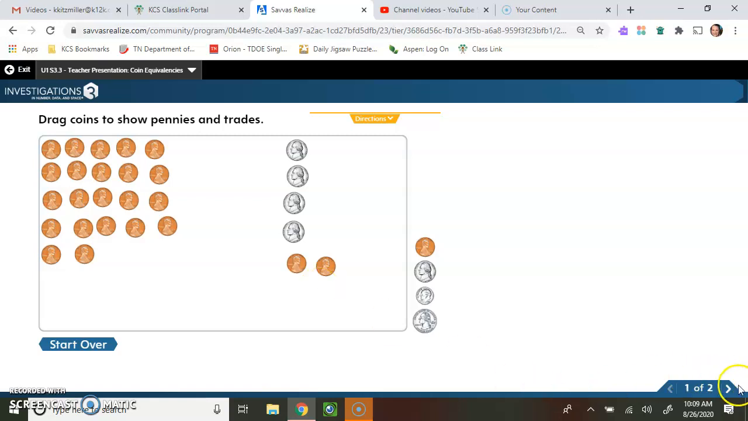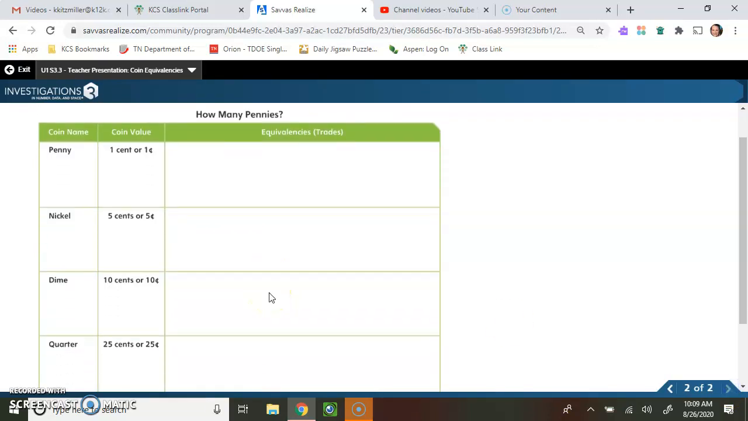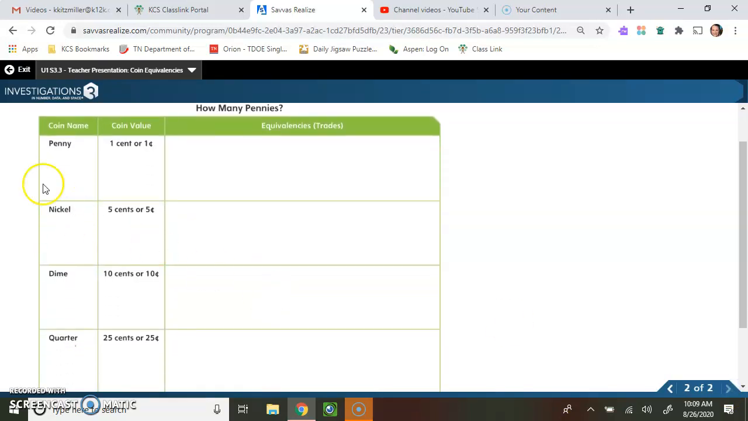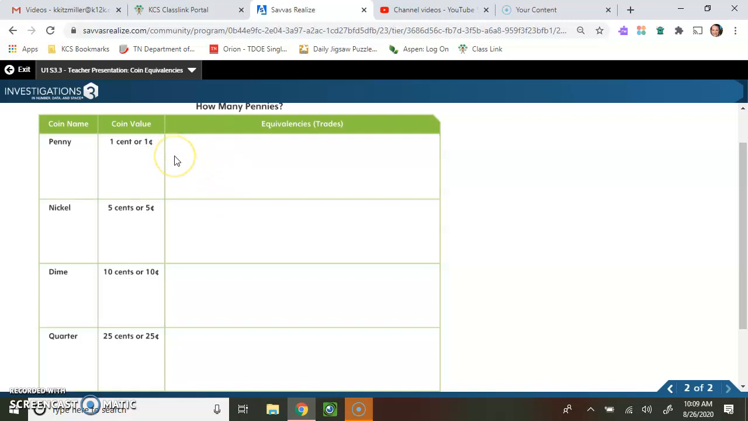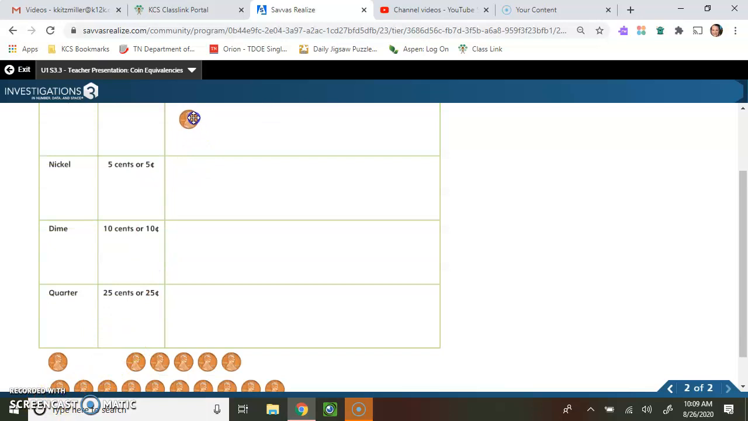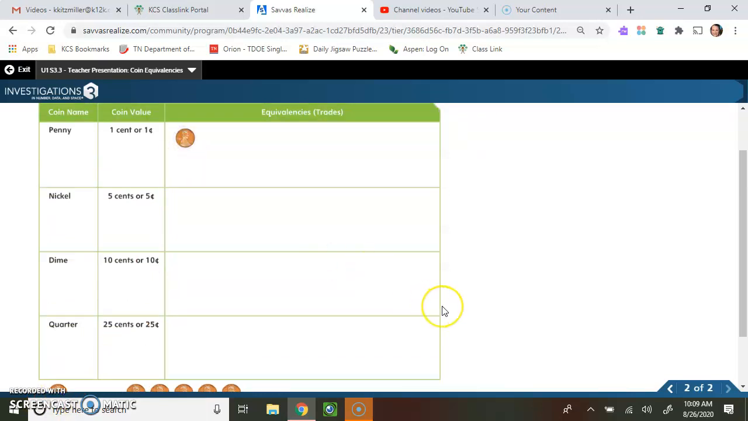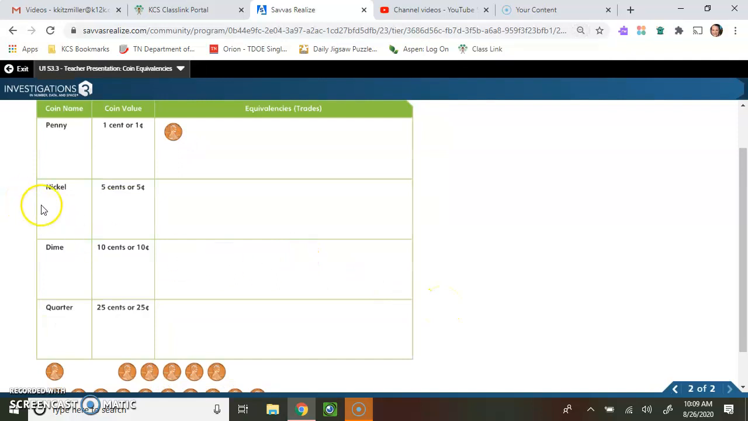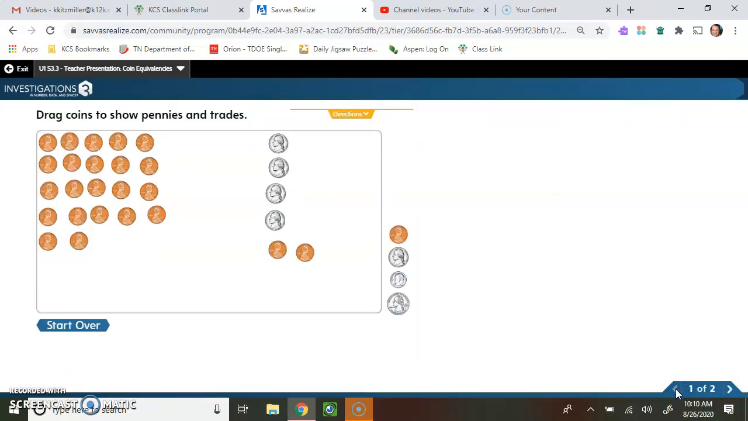So I want us to switch gears for just a second and come back here to our coin equivalency chart. So 1 penny is worth 1 cent. How many pennies is that 1 cent penny worth? Absolutely, 1. 1 penny. How many pennies is my 1 nickel worth, did we just learn? Absolutely, 5. 1, 2, 3, 4, 5. That is absolutely correct.